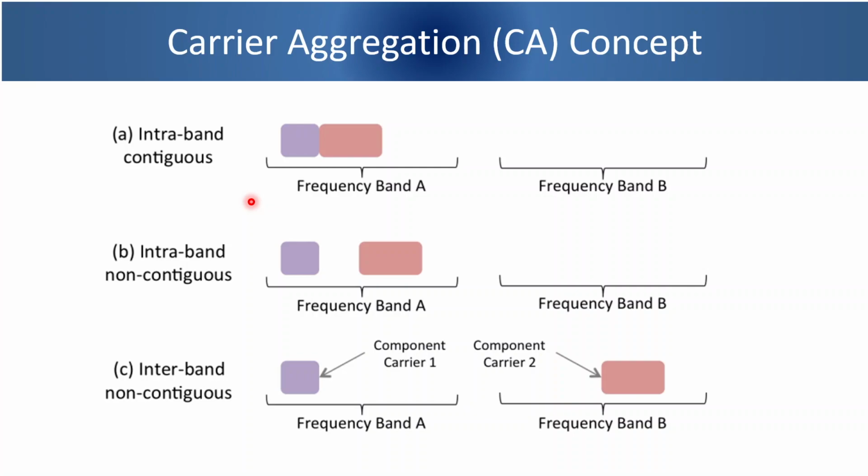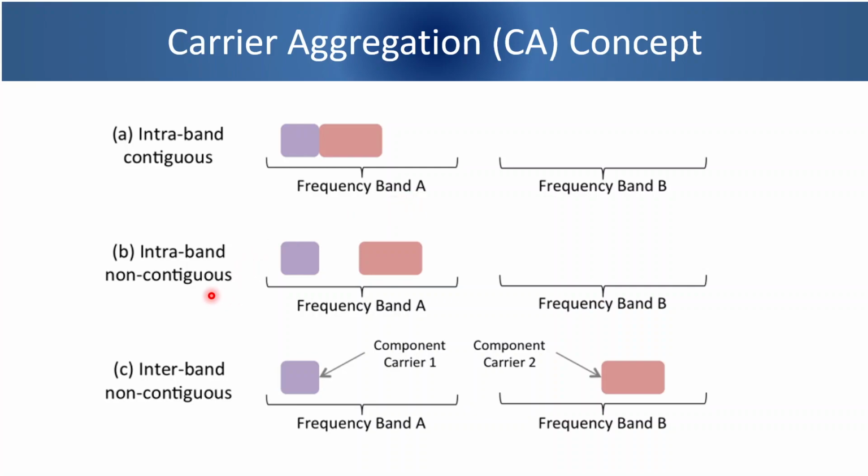So carrier aggregation can be done with intra-band contiguous. That means if there are two component carriers within the same frequency band, in this example frequency band A, these component carriers can be aggregated and used.